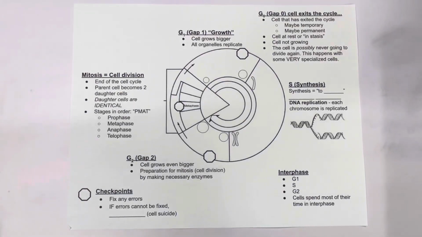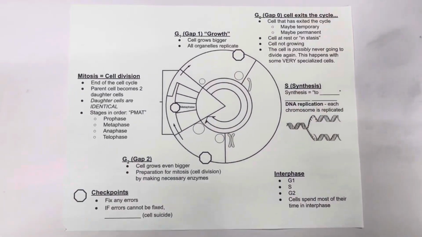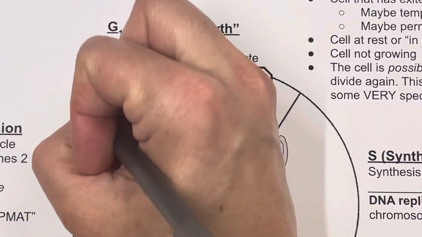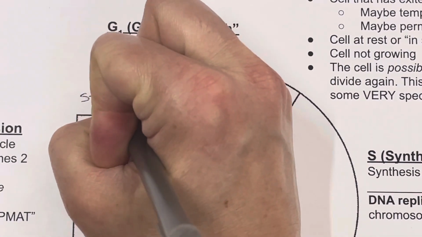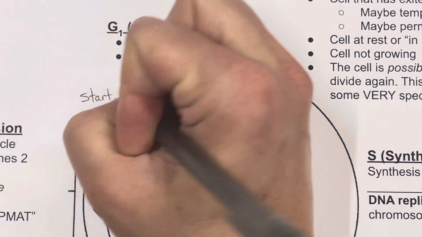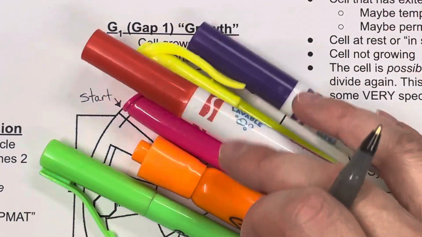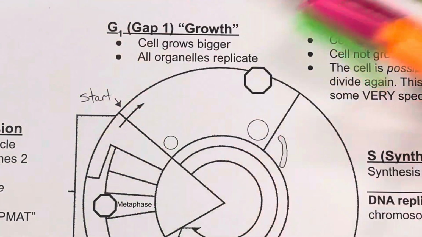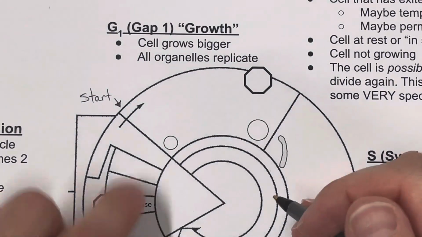Hard copy of notes on cell cycle. Okay, so first things first, the cell cycle starts here. You're going to need 6 colors. There's 6 colors I'm going to use. Definitely, if possible, make one of those a red. All right, so this is where the cell cycle starts.